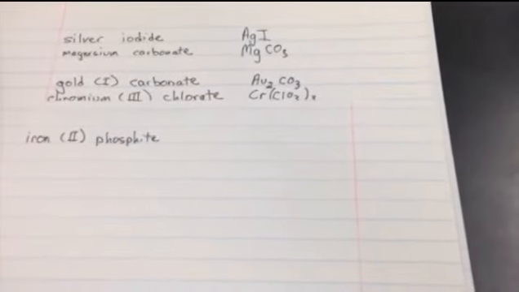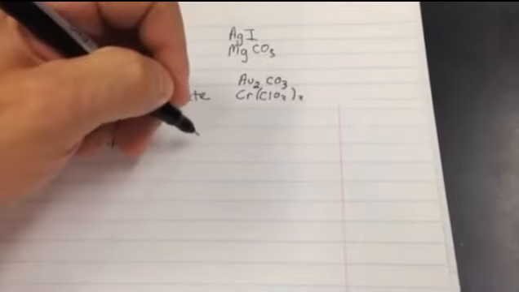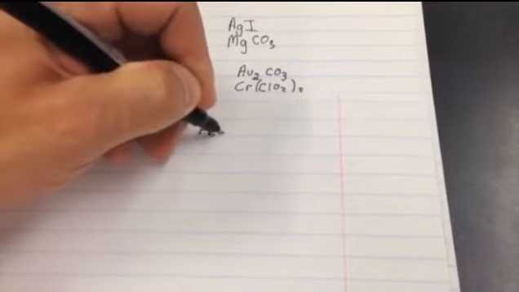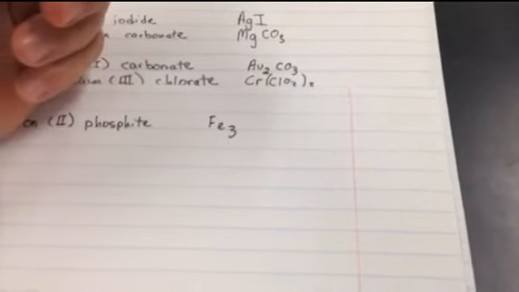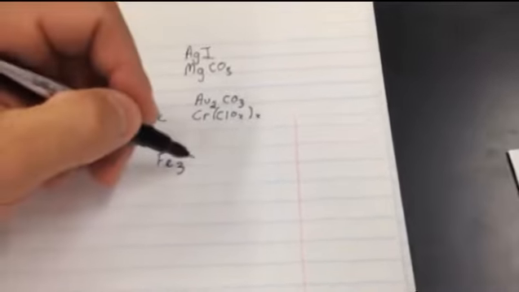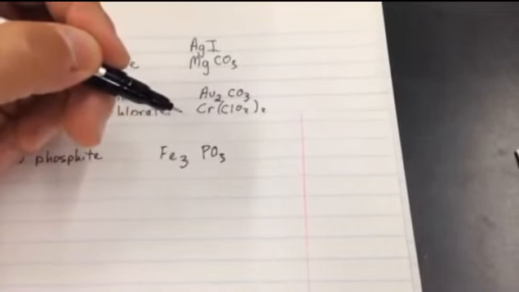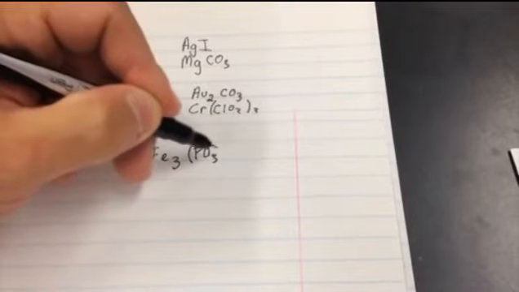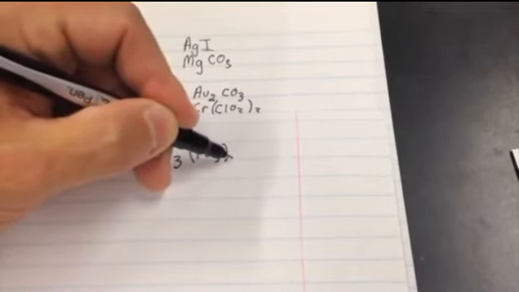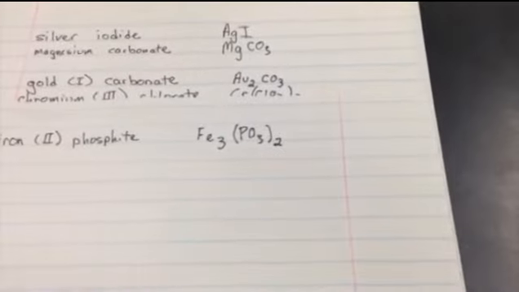Now how many pieces of those iron 2 cards did I have? I had 3, so I write Fe3. Then how many pieces of the phosphite did I have? 2. So I write the symbol for phosphite, which is PO3. Now how many of those cards did I need? 2. Parentheses around the PO3, then put a little 2, and we're all set. And that is the correct formula for iron 2 phosphite.